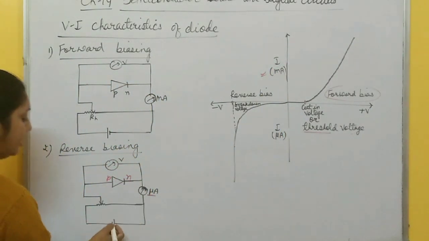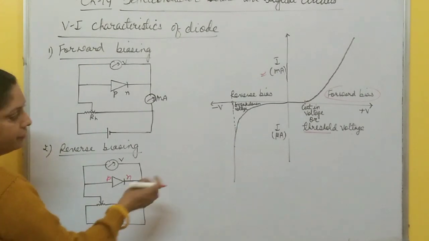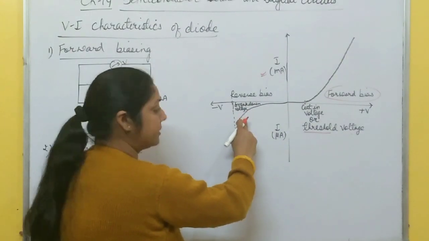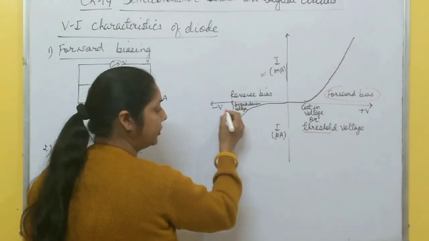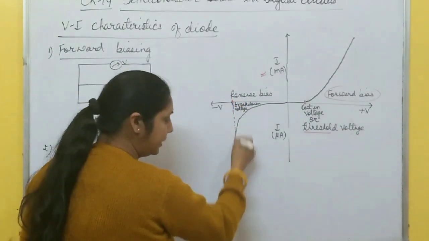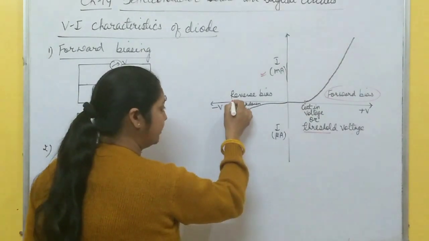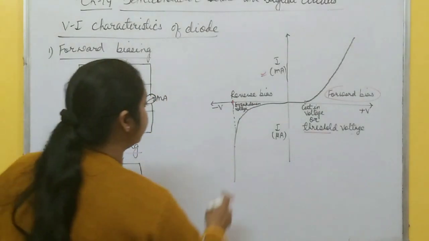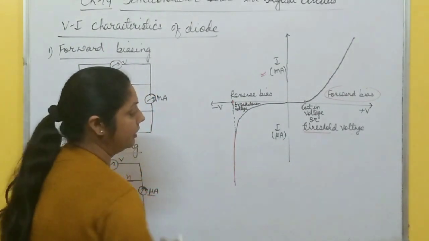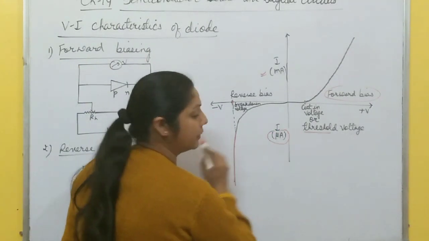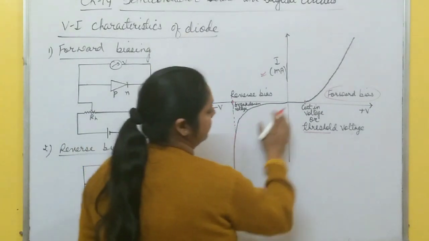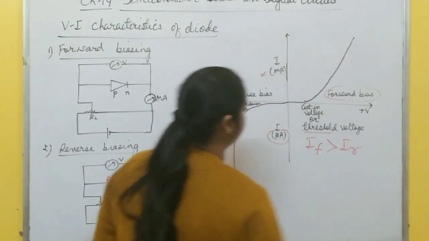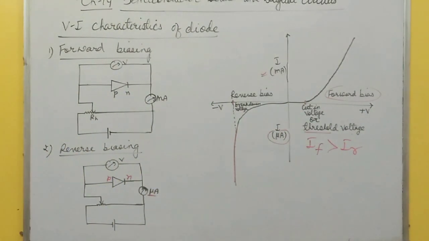Now in reverse biasing, if you increase the reverse voltage, initially a very small amount of reverse saturation current flows due to minority carriers, right? But after a certain voltage, the current increases very rapidly, very suddenly, and that point is called the breakdown voltage, at which the current increases very sharply, right? And current is in microampere. This current is always lesser than forward current. I forward is always greater than I reverse. So this is the VI characteristics of diode.